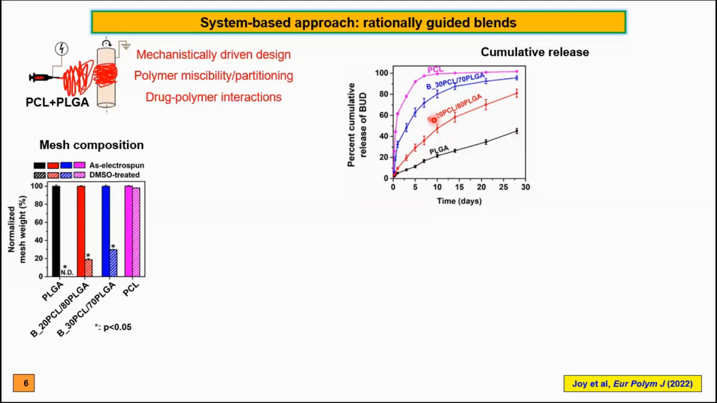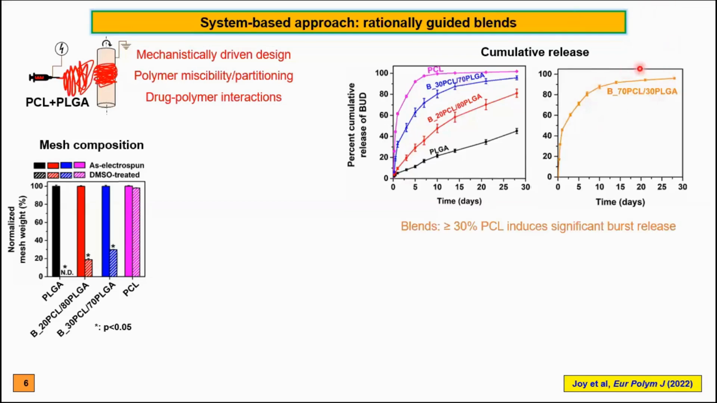But as you quickly see, when we go from 20% to 30% PCL, we immediately get back this very, very sharp burst release. And then we asked, is it always true that you're going to get this? So we went much higher with PCL, and that again shows the same burst release. So what we were able to conclude from this is greater than 30% PCL will induce significant burst release. And in the interest of time, I'm not going to get into the details of why this is happening in great detail. The reference is provided here.